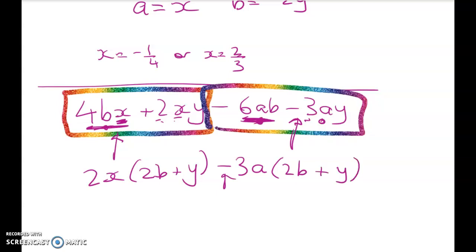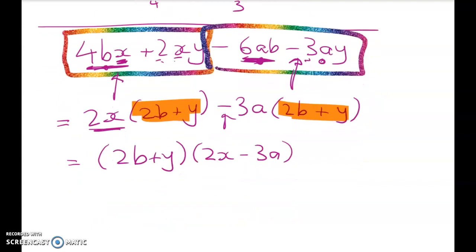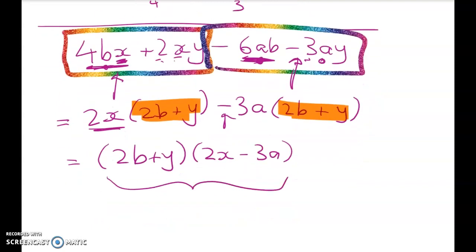So look at that. I've got this beautiful repeated factor, and so now I can factorise and say that this is equal to 2b plus y, 2x lots of it here, take away 3a lots of it here. Now, if you don't feel comfortable about that, go back and expand it out. But that is that question done.